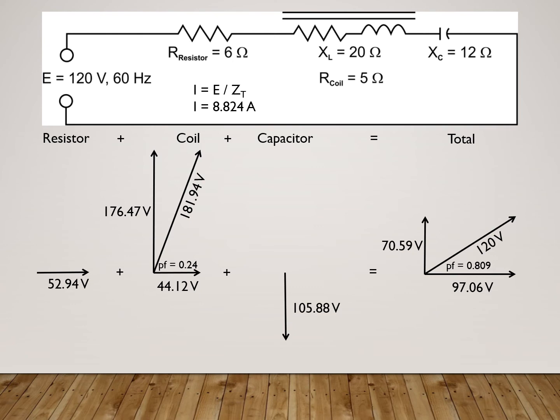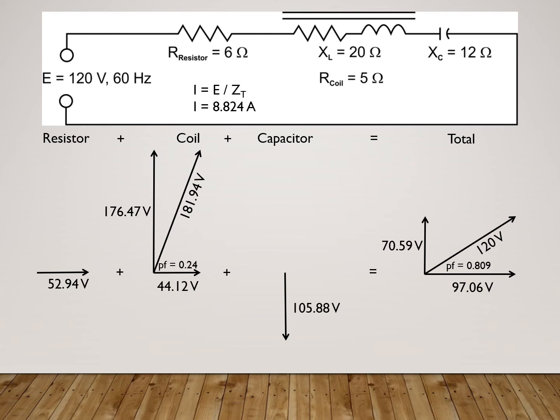When we look at our voltage values for the exact same circuit, using our value of current, which is 8.824 amps, based on what our total Z was, we can find that my resistor is going to have a voltage of 52.94 volts. My coil should have a voltage of 181.94 volts. And then my capacitor is going to have 105.88 volts. If you were to add all these three numbers together, we'd be well over 300 volts. But my supply is 120 volts.